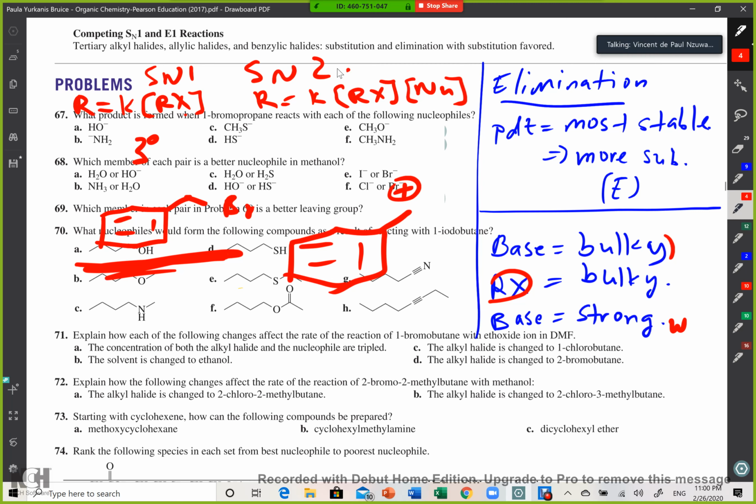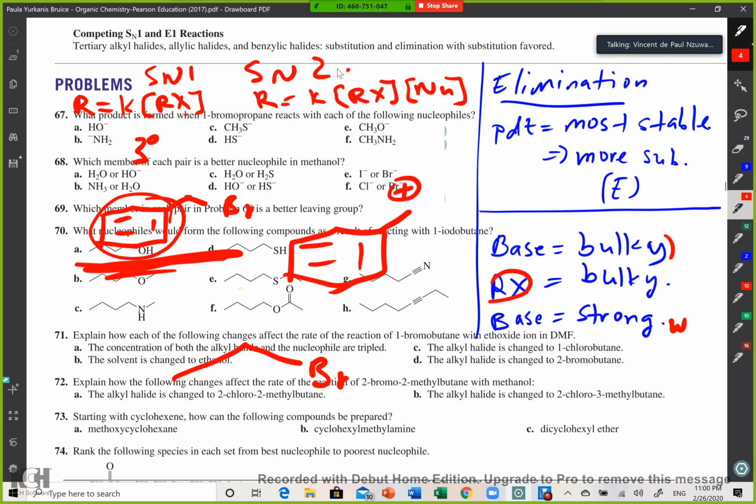Dr. Zico? Yes, sir. Are you saying bulky as in the alkyl halide is bulky? Yes, bulky because of the presence of that ring. Does that make sense? So without a ring, is it not bulky? Well, without the ring, for example, if I have this one only, this one doesn't have a ring. So this is not bulky.